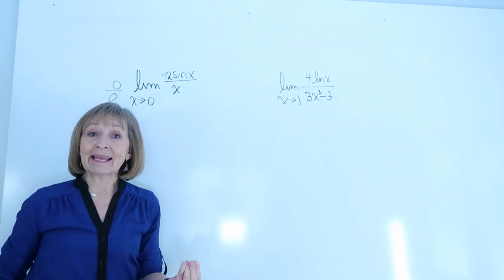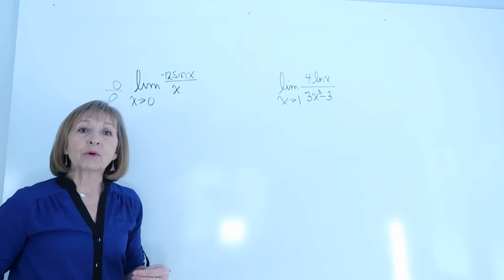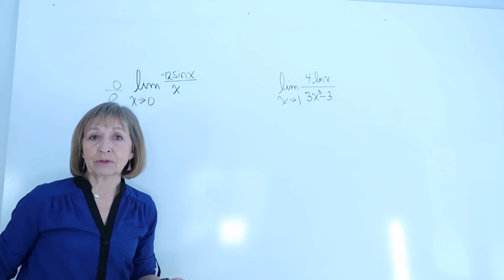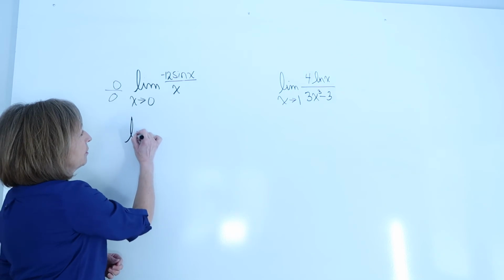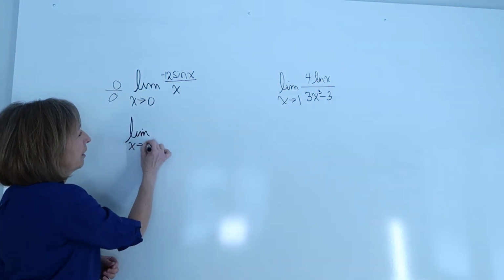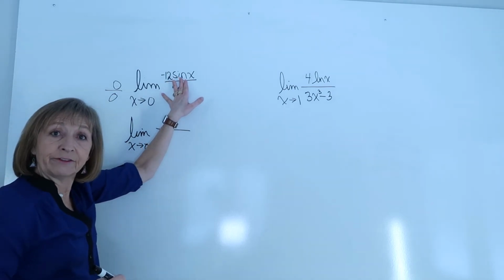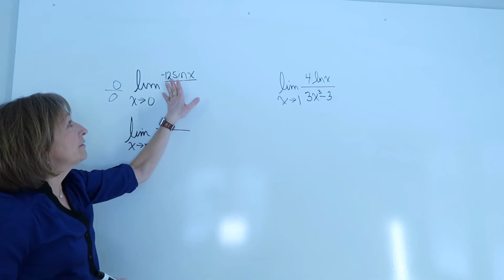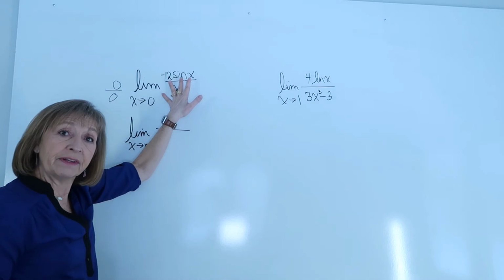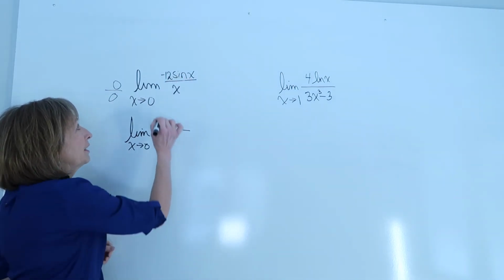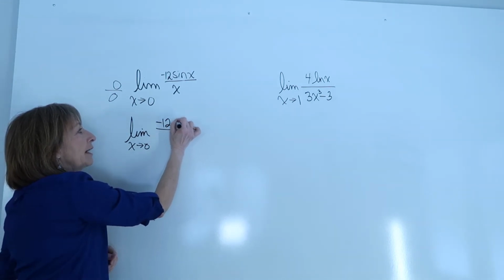So now it says that the limit as x approaches c of f of x over g of x will be the same as the limit as x approaches c of f prime of x over g prime of x. So we're going to still write the limit as x approaches 0. And then we are going to first take the derivative of negative 12 sine x. The derivative of negative 12 sine x is negative 12 times the derivative of sine x, and the derivative of sine x is cosine x. So my derivative of my numerator is just negative 12 cosine x.